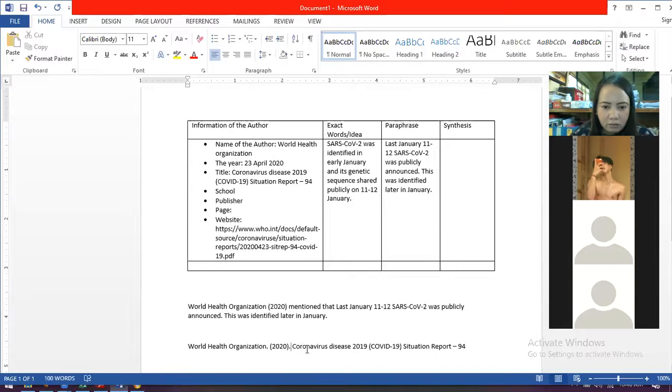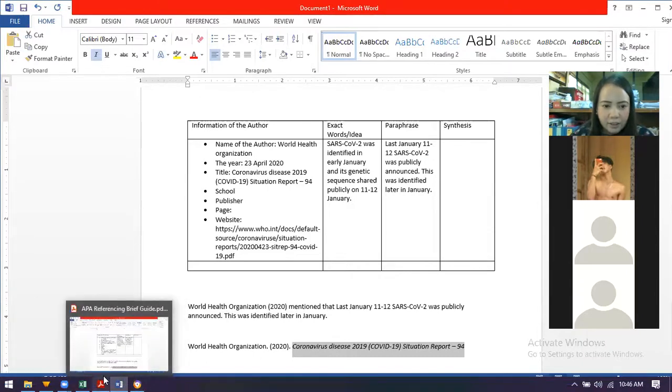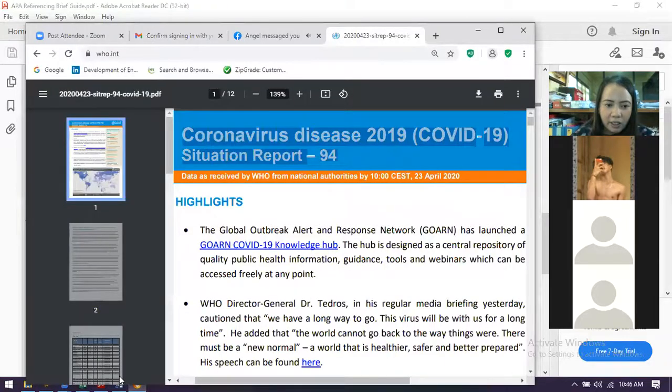The title will be in? Italicize. Let's italicize it. Okay. And then, what else? It says here, we need to get its DOI if there is one. But if there is none, then okay. This example does not have a publisher as the publisher is the same as the author. So definitely, we have nothing more to add there.